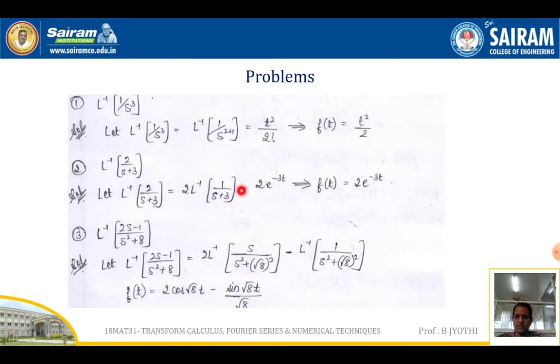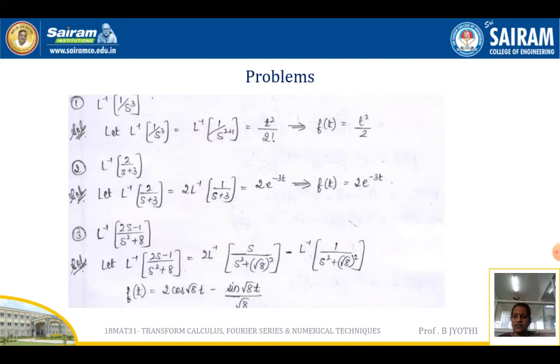Next problem, L inverse of 2 by s plus 3. Consider this. Take the numerator 2, which is a constant, outside. Then we get 2 times L inverse of 1 upon s plus 3. That can be written as 2 into e power minus 3t. So our function is given by 2 into e power minus 3t.